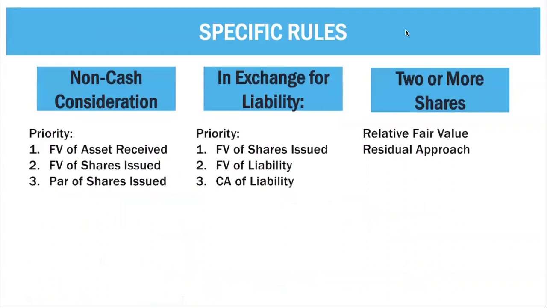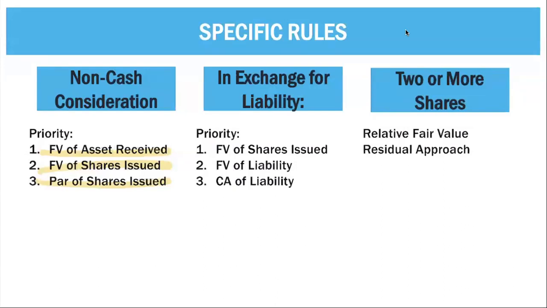Do you still remember in your property, plant, and equipment, when you purchase a property, plant, and equipment by issuing shares, that is your non-cash consideration. So if we issue shares for the purchase of property, plant, and equipment, how should we measure it? We have a priority if you still remember. First is the fair value of asset received, then fair value of the shares issued, and par of the shares issued. So when we say priority, if the first one is present, use the first one. If not, use the second one. If both first and second are not present, use the third one.